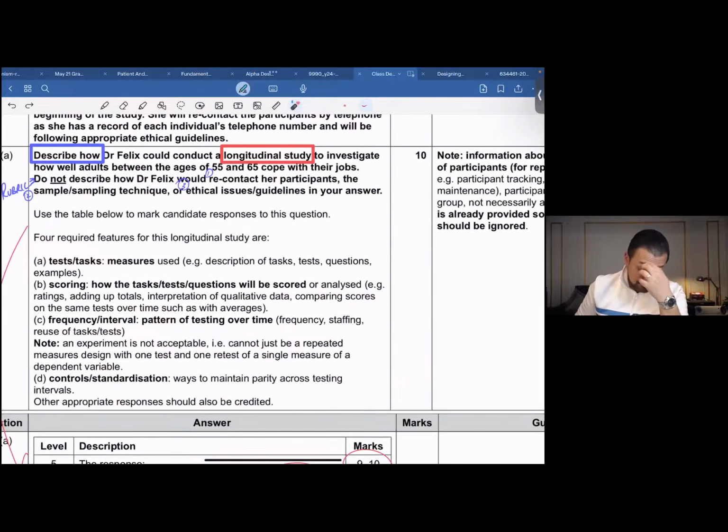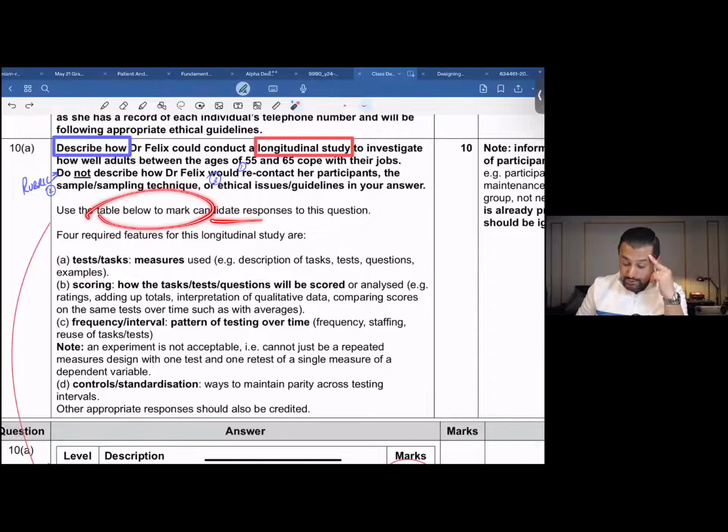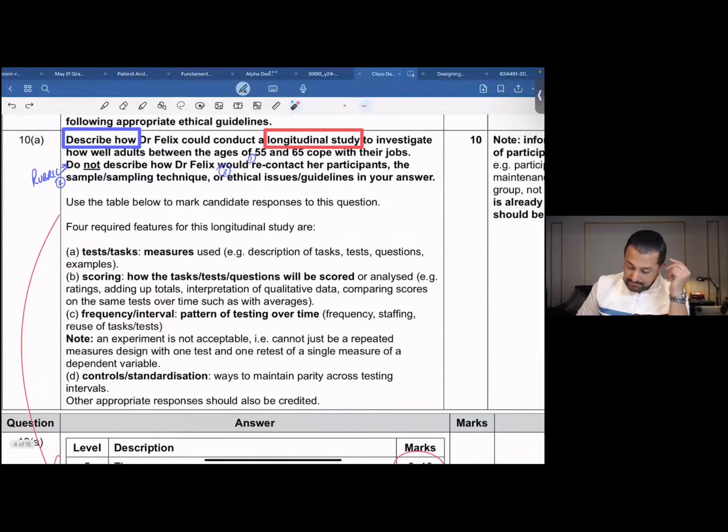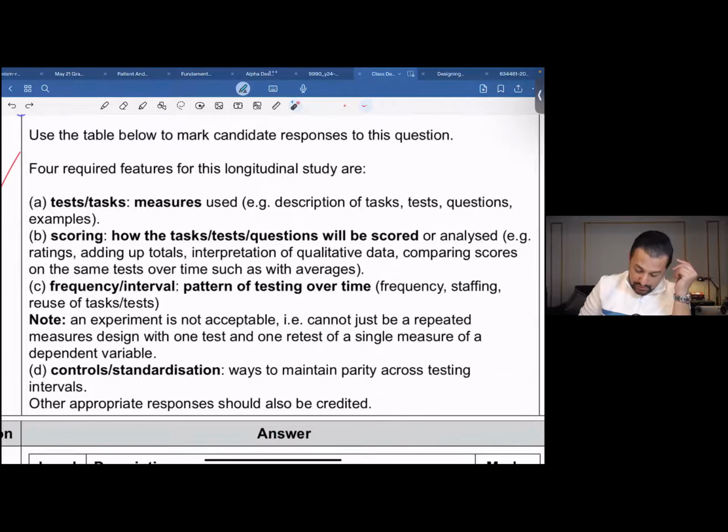So yeah, moving on. Use the description below to mark candidates' response to this question. There are 4 essential requirements for a longitudinal study, and let's discuss them one by one over here. The first essential feature for a longitudinal study. Remember, we're talking about a study where Dr. Felix is wanting to investigate if individuals are able to cope up less between the age 55 to 65.